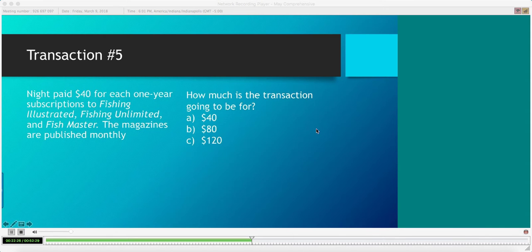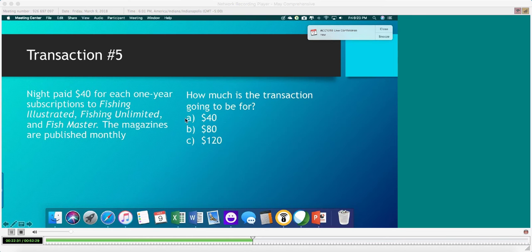This is one students read quickly. They see an amount and they automatically assume they know what the answer is going to be. So Knight paid $40 for each 1-year subscription to Fishing Illustrated, Fishing Unlimited, and Fishmaster. The magazines are published monthly. How much is our transaction going to be for? $40, $80, or $120? In this class, it pays to go slowly and read carefully.